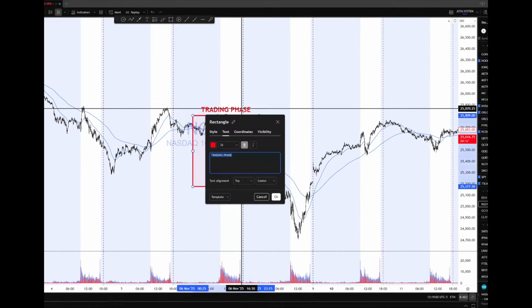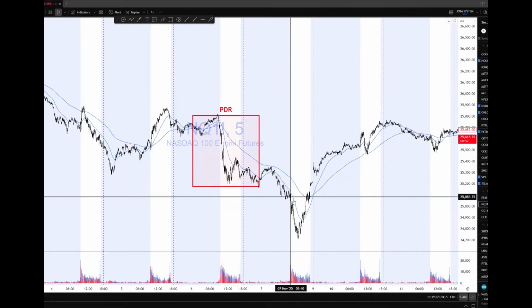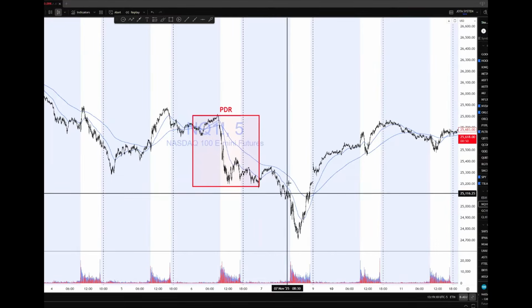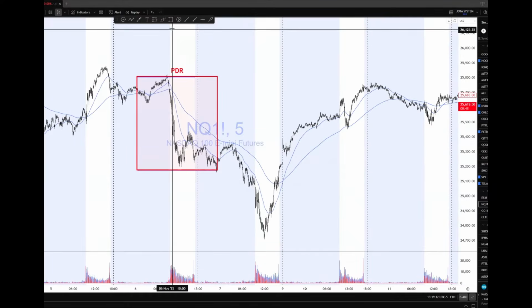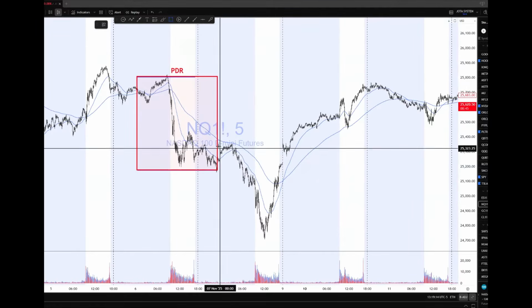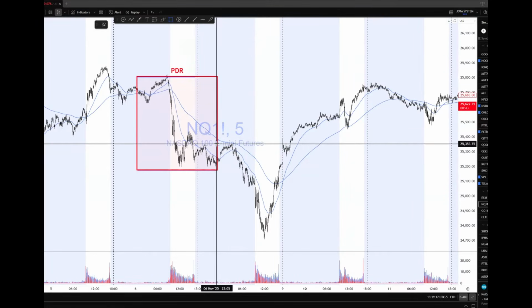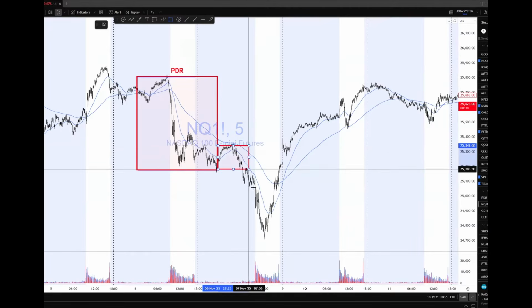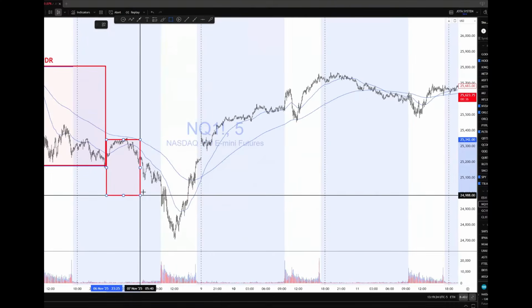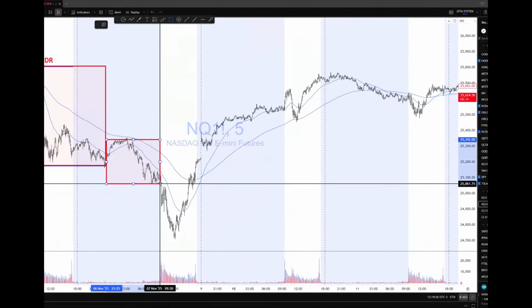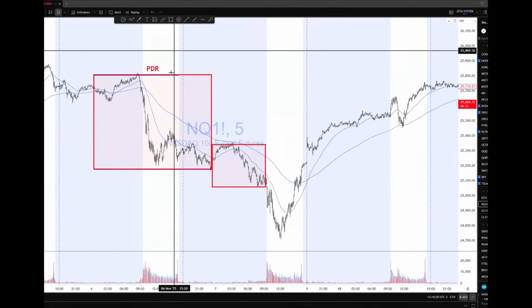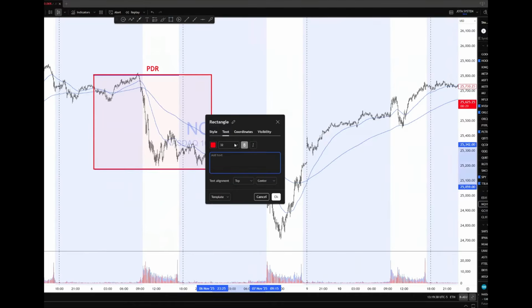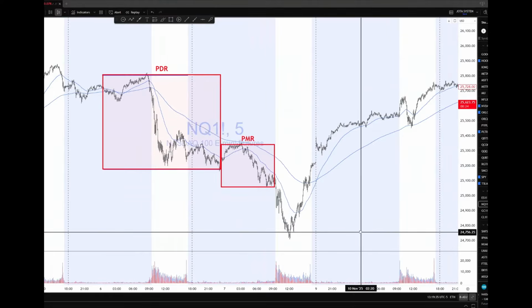Now, this is not a trading phase, but PDR. The second, again for futures or generally stocks like mid caps and large caps, is analyzing the pre-market range. So we're going to go over here from midnight, take the high to the pre-market low. And this we can call the pre-market range. So we have these two boxes.